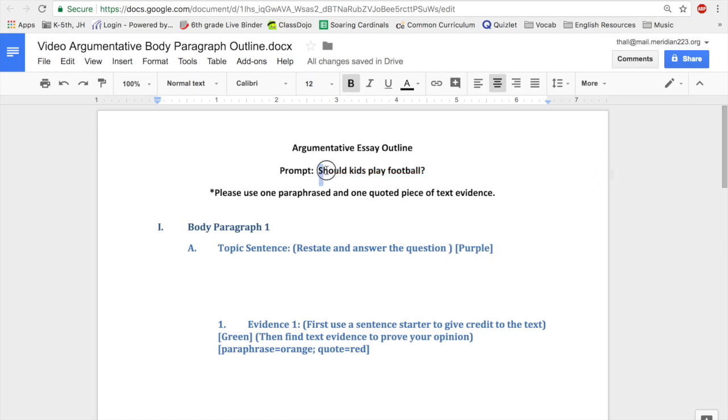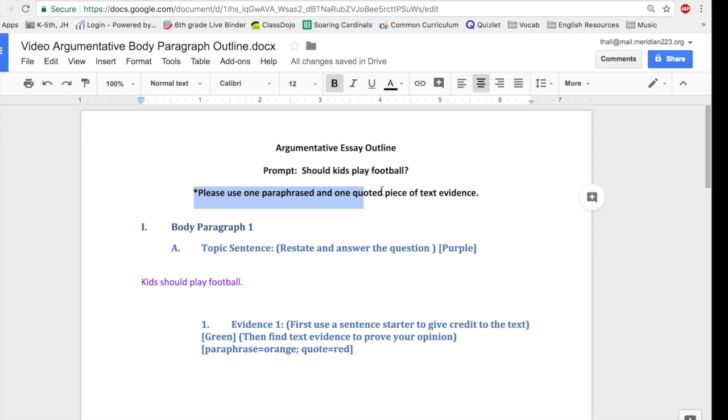So all I'm going to do is take my should and move it over and put kids should play football. Next thing I need to do is, I'm on my evidence section in my outline, and I'm going to go back to the article and find a piece of text evidence that proves that kids should play football. Notice how our goal is to use one paraphrased piece of text evidence and one quoted piece of text evidence. Doesn't matter which order we go in, but we want one of each.